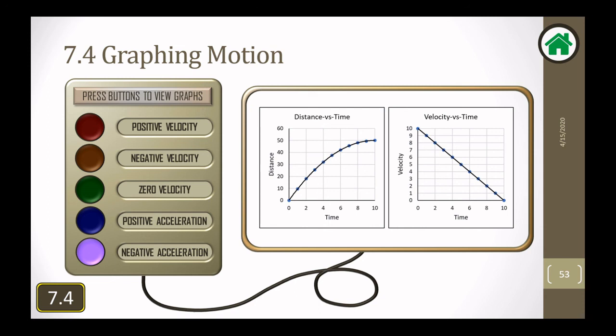Tomorrow we will move into Unit 8, which is going to be all about forces. So we will be defining forces. We'll talk about Newton's laws of motion, how forces cause motion to change.